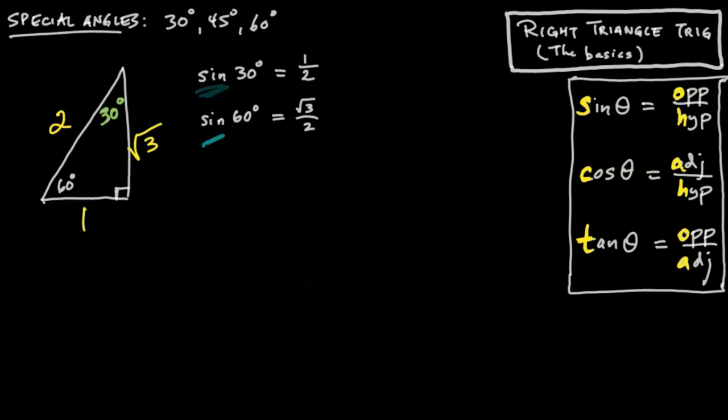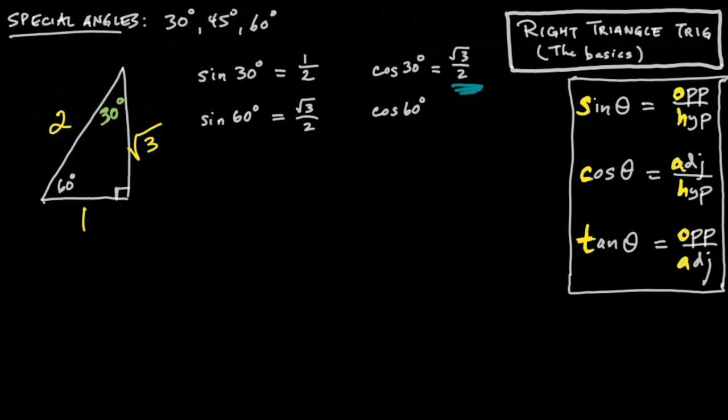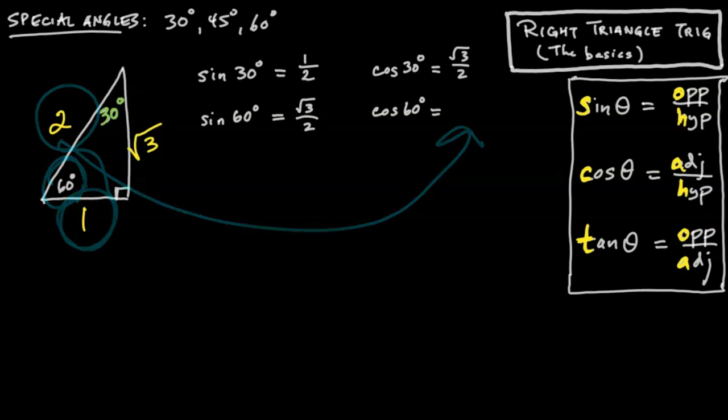Good. But of course, sine is not the only trig function in which we are interested. We have these other two, cosine and tangent. So what about cosine of 30 degrees and cosine of 60 degrees? Well, let's see. Let's start with 30 degrees. SOH CAH TOA. Cosine is adjacent over hypotenuse. That would be root 3 over 2. So cosine 30 degrees is root 3 over 2. And similarly, we can get cosine 60 by reading off our picture. Cosine is adjacent over hypotenuse. Well, adjacent to 60 degrees, we have 1. The hypotenuse is 2. So cosine of 60 is half.